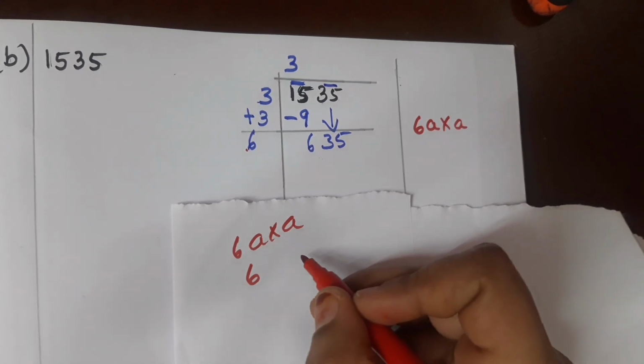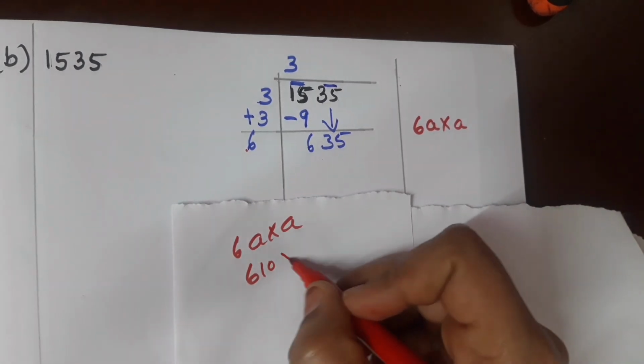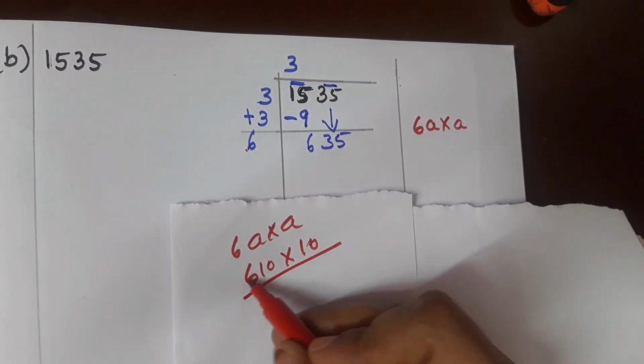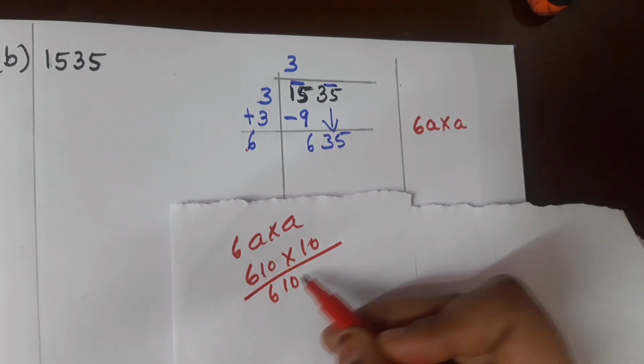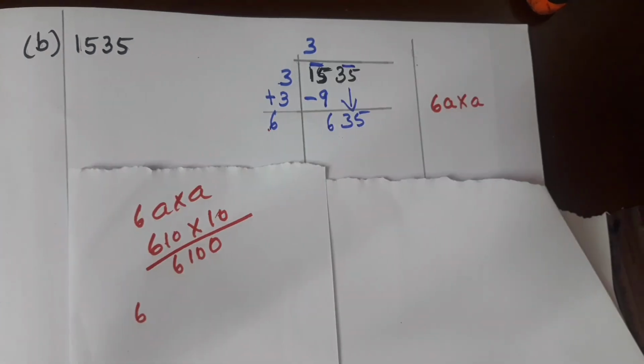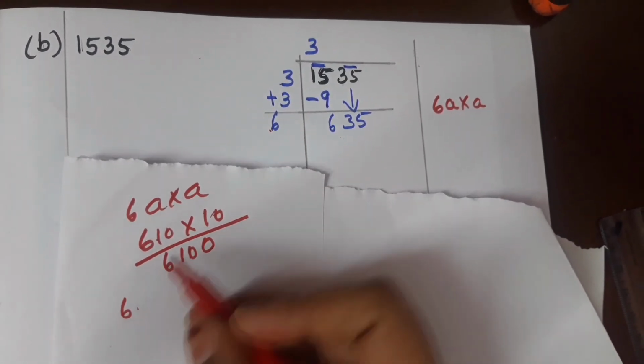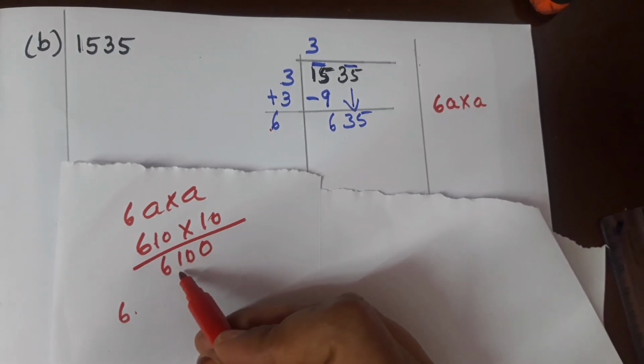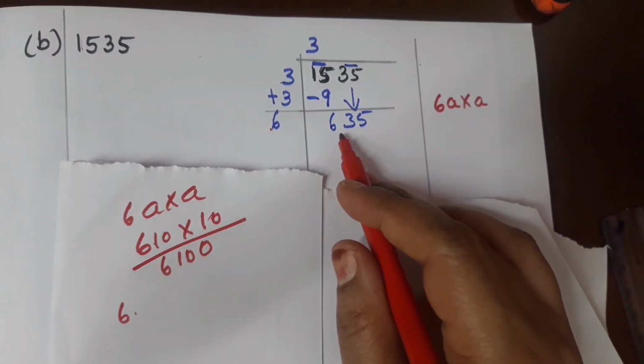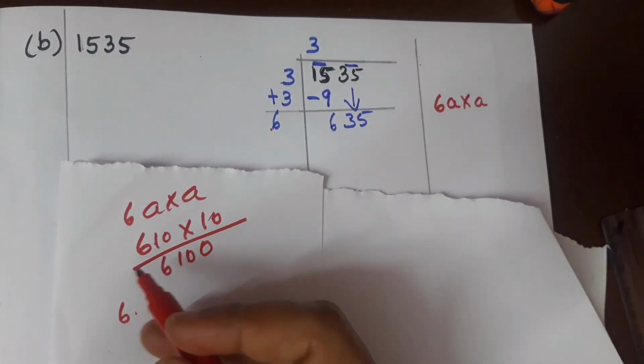With 6, we'll take 10 and try. 10 means 6, 1, 0. This one we are writing and this 0, so 6,100. So here with 6, 10 means it becomes 6,100. Here the answer is 635, so backwards we have to try.